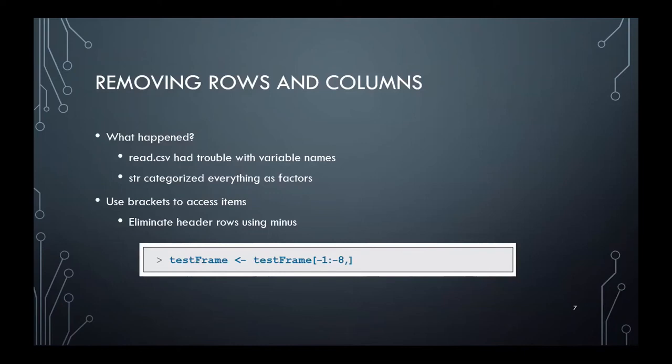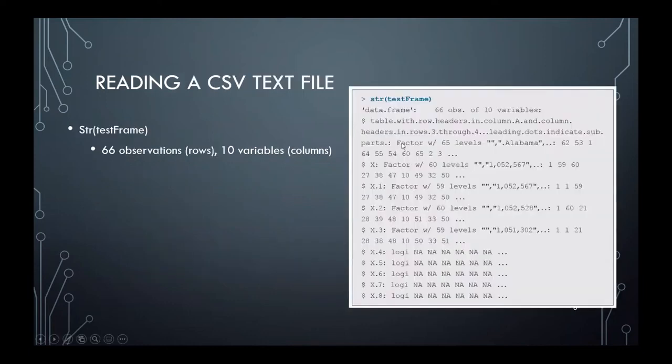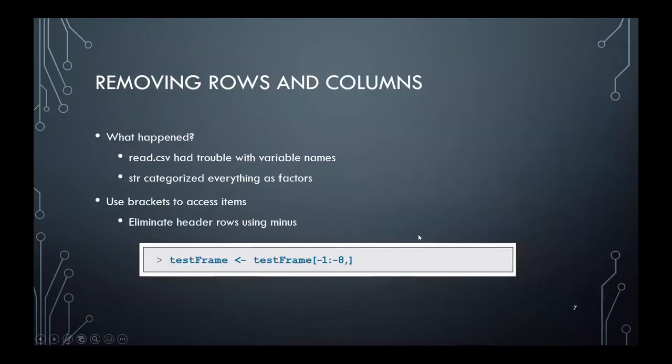Okay, what happened? I can see a few things that happened. Obviously, we had a little trouble with some of those variable names, but it also made everything a factor. If you go back to it, it tells you what data type, they're all factors. What that basically means is that it read it all in as strings. Even if it is a numeric value, it was read in as a string. Not good. So we have a few things to do to make this usable.